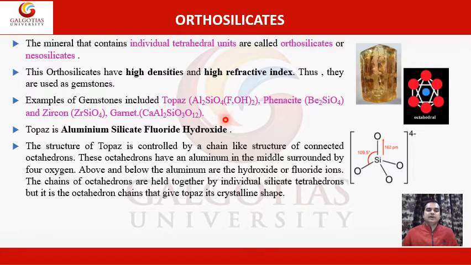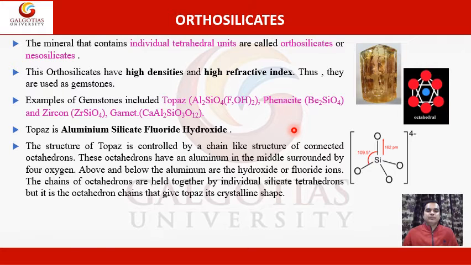So these are some of the examples of the gemstones which are mainly included in the category of orthosilicates. And topaz, basically, is aluminium silicate fluoride hydroxide. So this is the topaz, as we have seen. This is the formula for topaz.